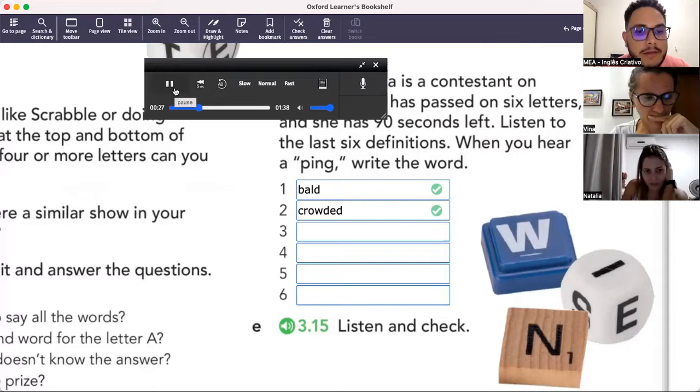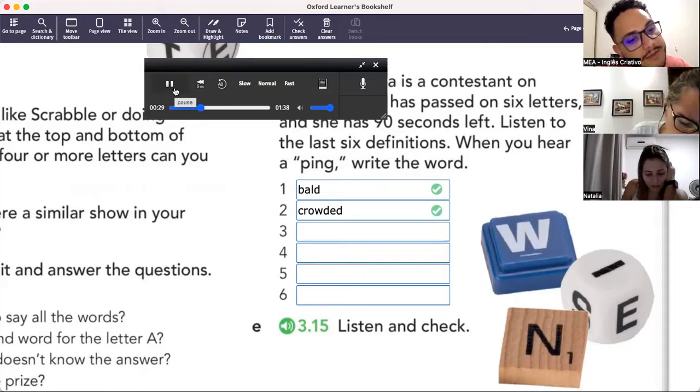It begins with C. It's an adjective. It describes a place where there are a lot of people. For example, a restaurant or a beach in the summer.